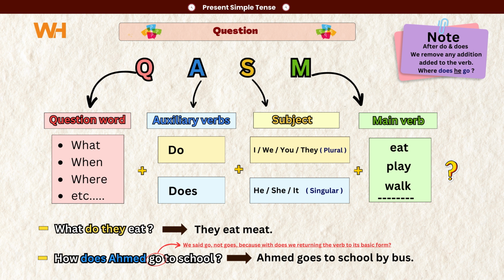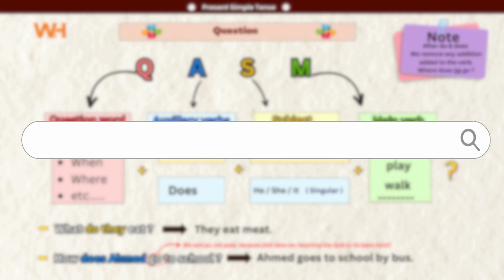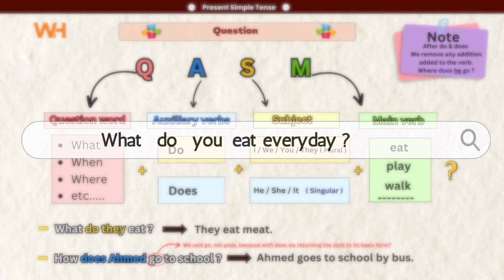For example, if I want to ask someone about the food he eats every day, I will start with the Q, what, then the A. To know that A, you need to look at the subject first. Here, it's you. So we will use do. So, what do you? Then the main verb, eat. What do you eat every day?